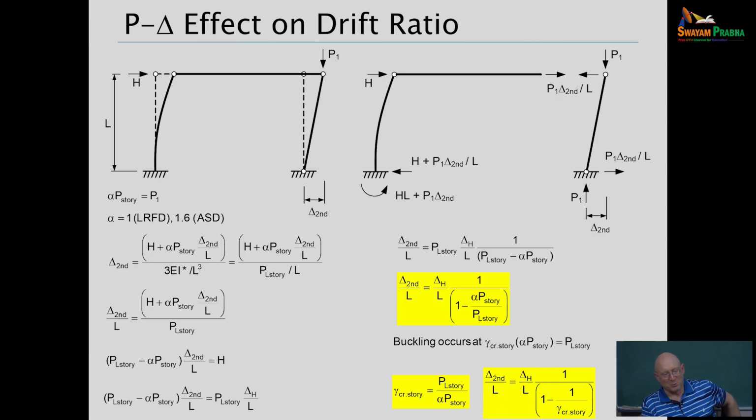Again, there's places where I may refer to it as a gamma E. I'm hoping in the AISC standards we can move to something where subscript CR means elastic buckling in all cases, but we're not quite there yet. I think the AISI cold-formed steel standard is very close to that. P story, in this example, is P1 because P1 is the only load on the story. That's correct.